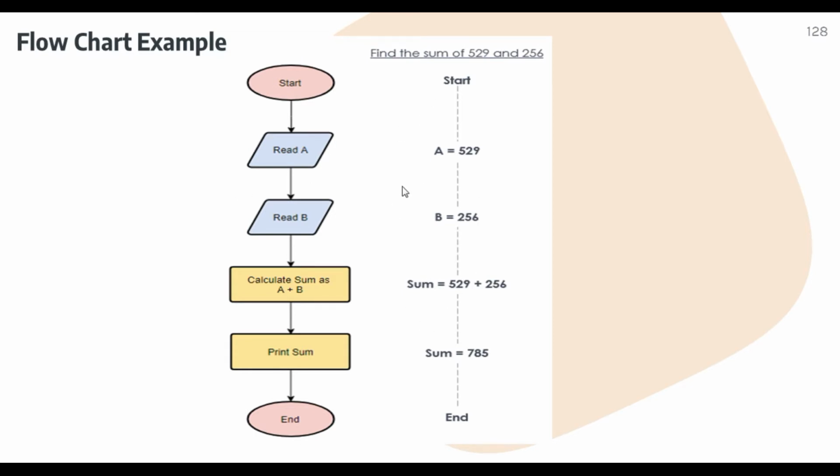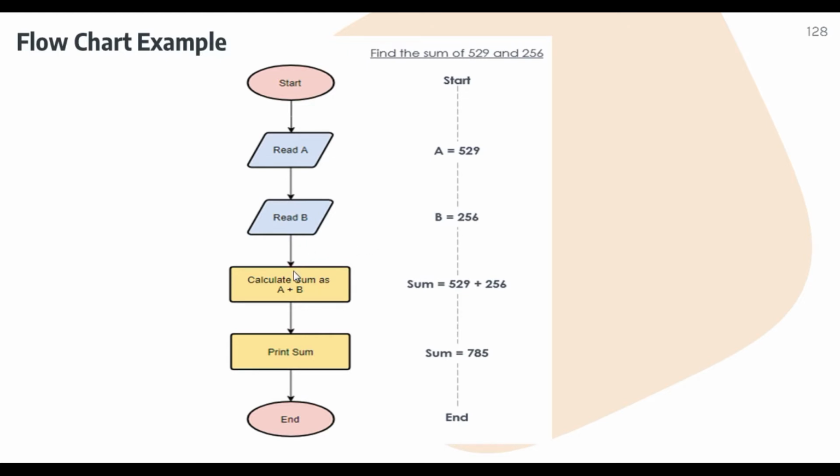Here you can see there are two diagrams I have shown. One of them is the flow chart, and one of them is the flow of control of the program. Here we are going to find the sum of 529 and 256. When the program starts, this oval will be drawn along with the start text. Then A equals 529, so read A. B equals 256, so read B. Along with the arrow, you can see that it is a sequential flow.